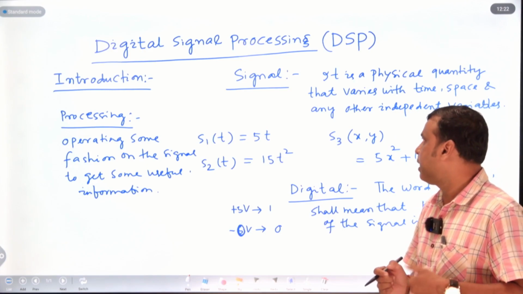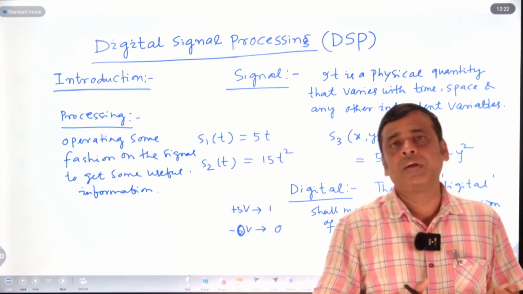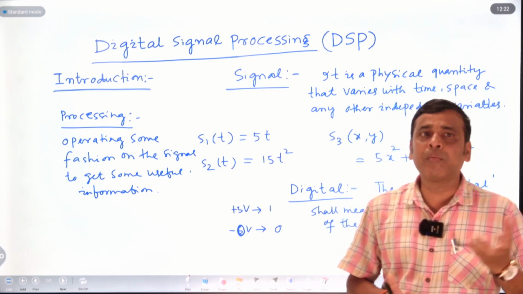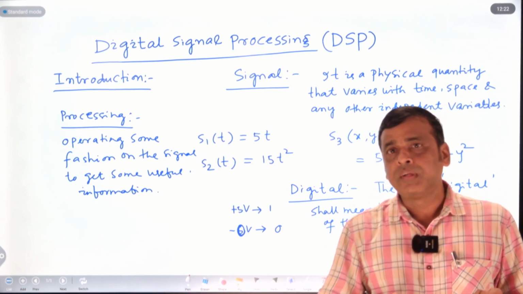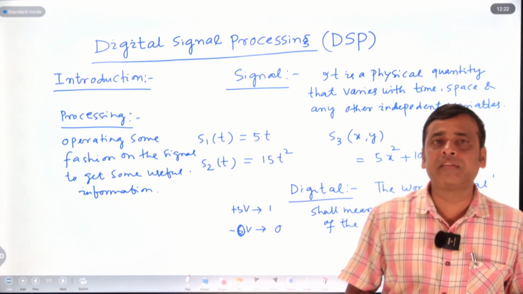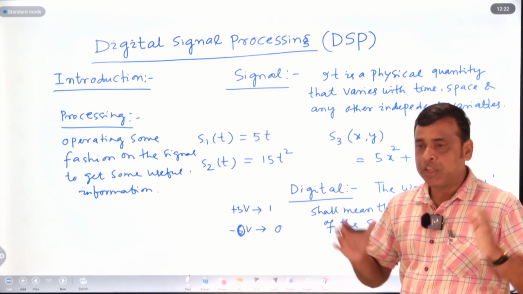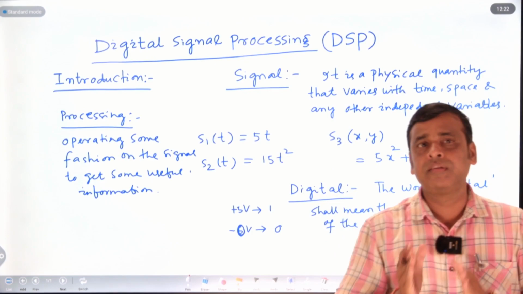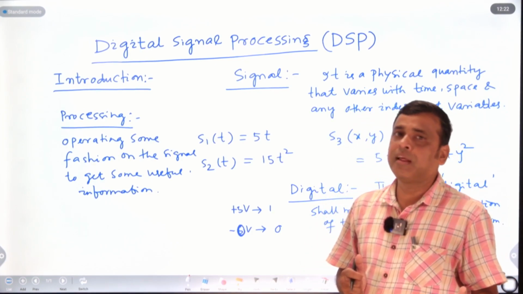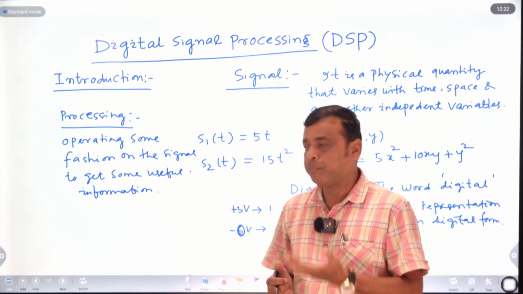Again, I am repeating: the signal is a physical quantity that varies with time, space and any other independent variable or variables. Digital means the signal can be converted into a digital or discrete form. Processing means we have to process the digital signal to get some useful information. If we combine these three words, digital signal processing means first representing the signal and then processing the signal.